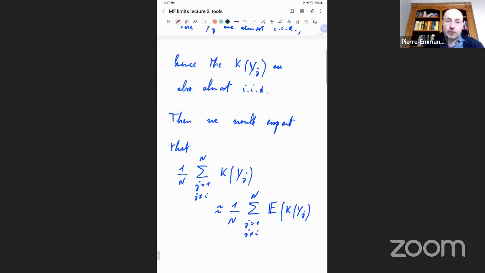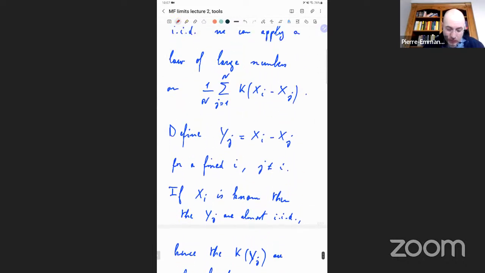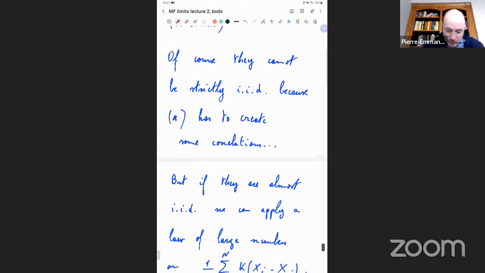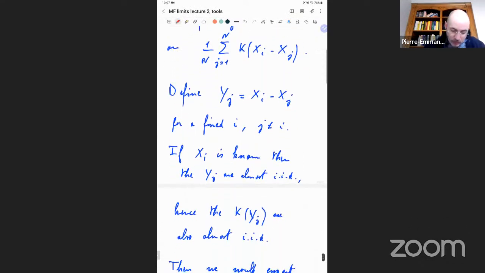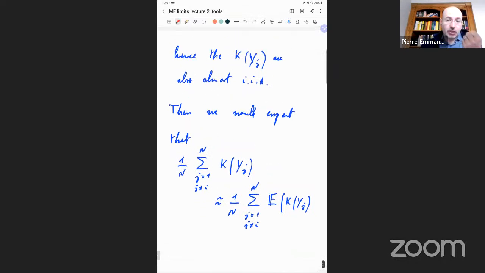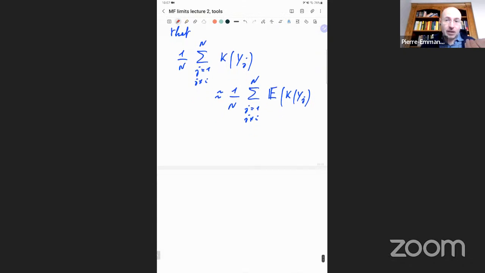Now I have to be careful. For the yj to be IID, right, I need to know xi and I need to fix it. So when I take the expectation, it's not the expectation on everything, it's the expectation knowing xi. So it's actually the conditional expectation that I get here, right?